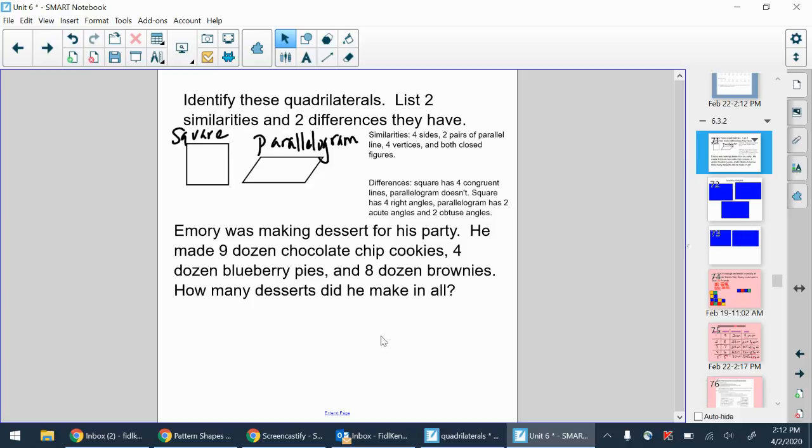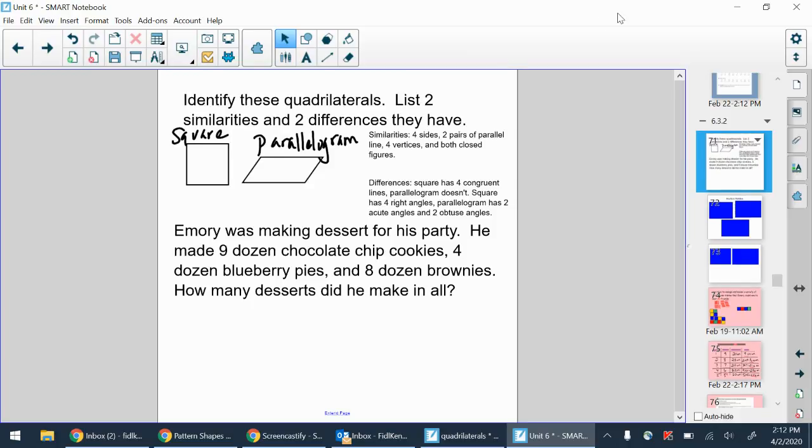All right, so if we take a look at our story problem, it says Emery was making dessert for his party. He made 9 dozen chocolate chip cookies, 4 dozen blueberry pies, and 8 dozen brownies. How many desserts did he make in all? Well, when I'm looking at this problem, the first thing I realize is I need to figure out what a dozen is, because that word pops up a bunch of times.